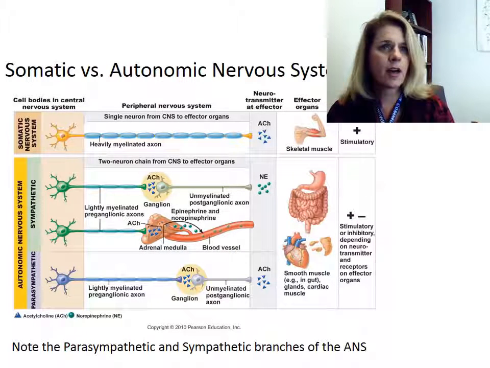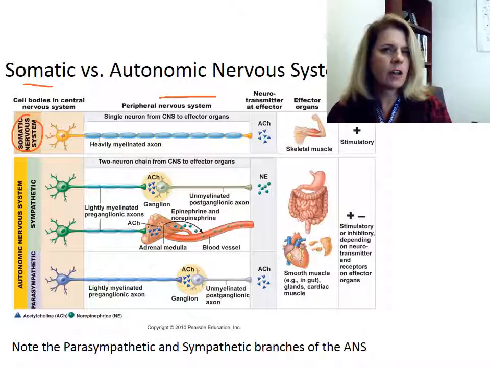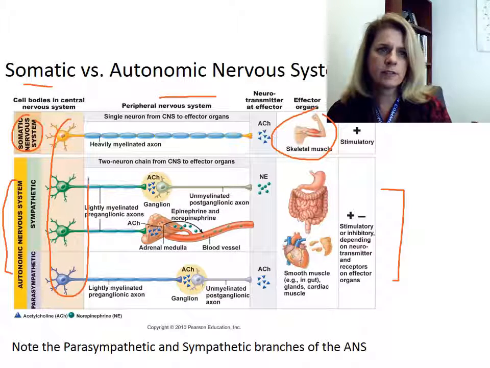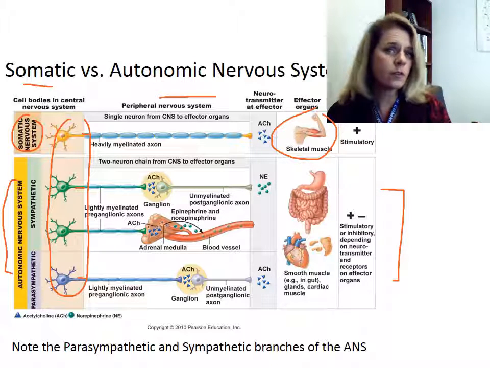So in order to talk about the autonomic nervous system, we have to compare it to the somatic nervous system first before we do any more details. So the first thing is somatic is the nervous system that's voluntary. It's the one that goes out to the skeletal muscle. So the autonomic nervous system, this is the involuntary, and it's going to go out to your organs. And so in both cases, the cell bodies are going to be located in the central nervous system, and in both cases, they're going to send axons out to the peripheral nervous system.